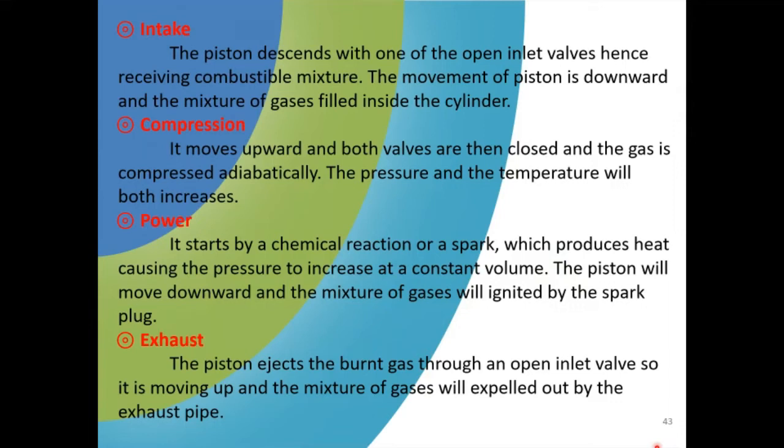In terms of power, it starts by the chemical reaction or a spark, which produces heat causing the pressure to increase at a constant volume. The piston will move downward and the mixture of gases will be ignited by the spark plug. In terms of exhaust, the piston ejects the burnt gas through an open inlet valve, so it is moving up and the mixture of gases will be expelled out by the exhaust pipe.